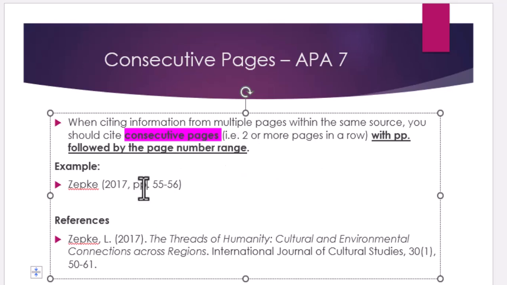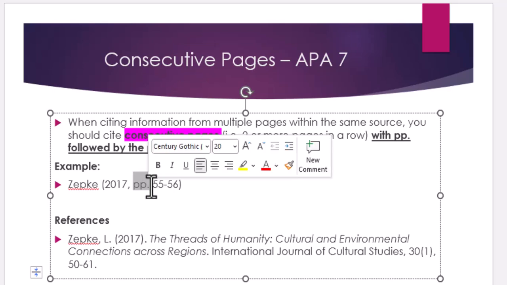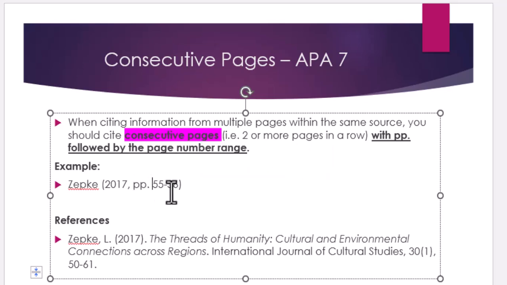the PP. This PP means pages. So you are citing from page 55 to page 56. So these are consecutive pages. So for consecutive pages, you put PP full stop. Then you put the pages which you are citing, that is page 55 and page 56. So you put 55 hyphen 56.